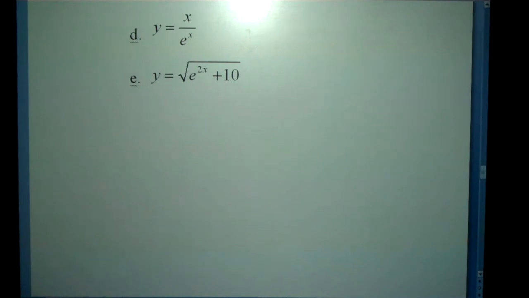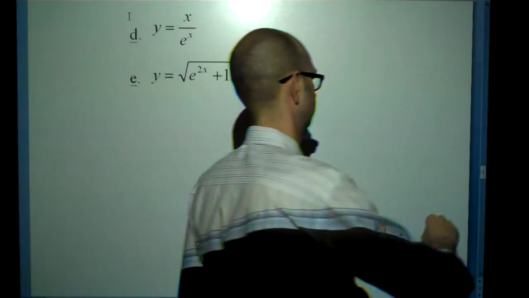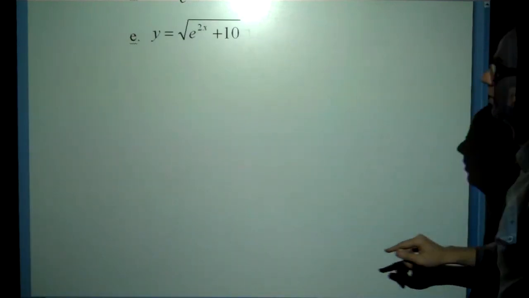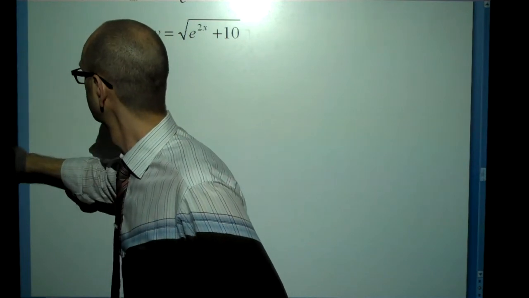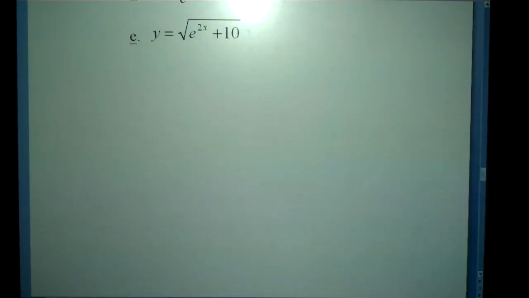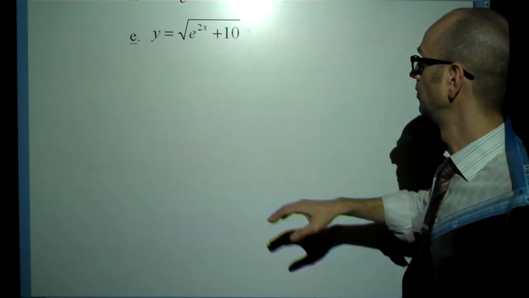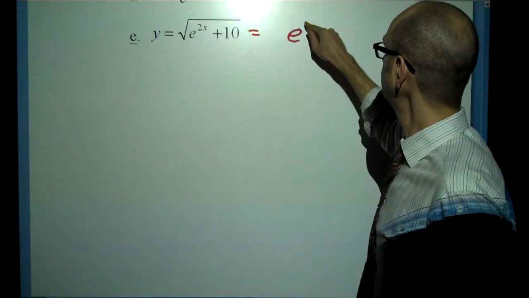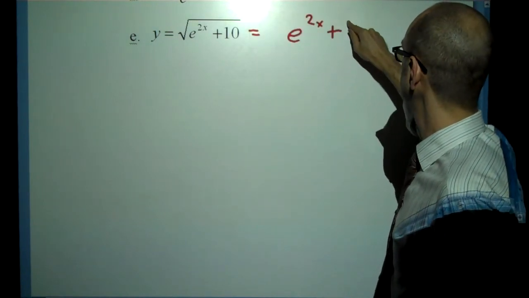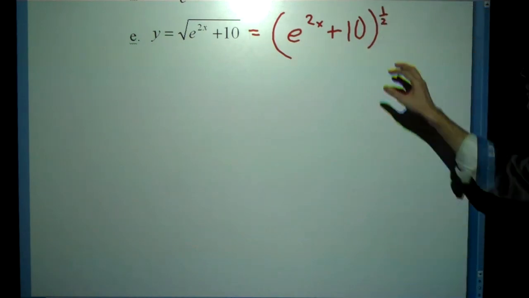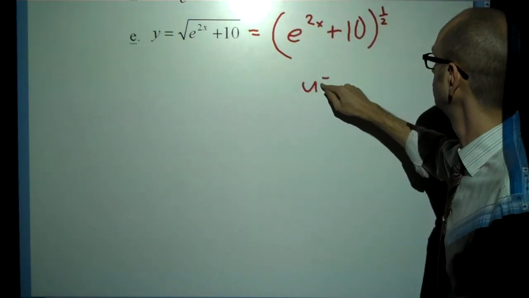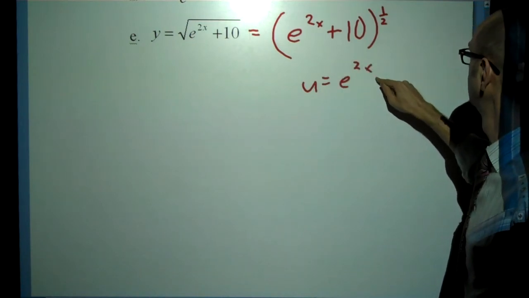Let's now take a look at problem E. Alright, for part E, we've got to use the chain rule. You've got some stuff that's getting square rooted. You can rewrite this as e to the 2x plus 10 all to the 1/2 power. Your stuff is right here. Let's call that u. U equals e to the 2x plus 10.